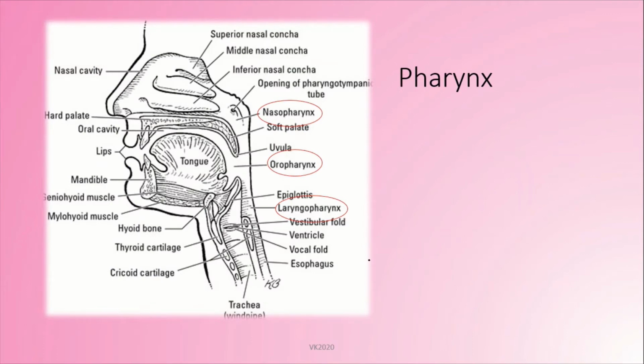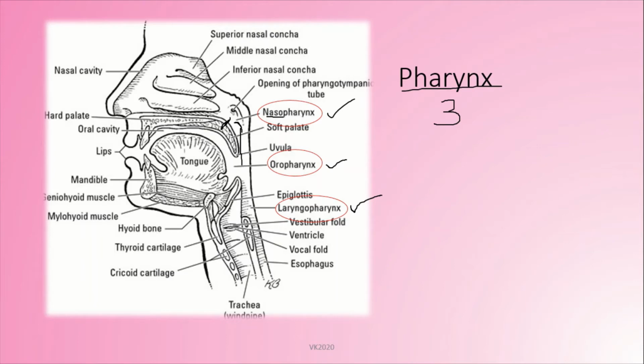Now let's go a little further back. After our nose is present our pharynx. Now this pharynx is divided into three types: the nasopharynx, the oropharynx, and the laryngopharynx. The nasopharynx begins just where your sensory region has ended, and it's called nasopharynx because it is nearer to your nasal area or your nasal chamber, and it continues into the oropharynx.